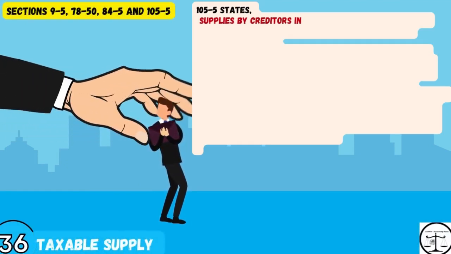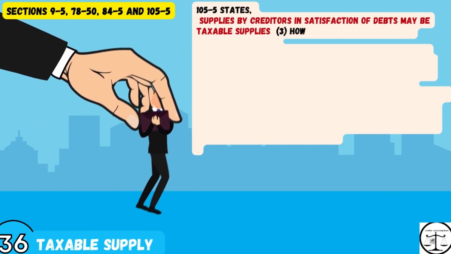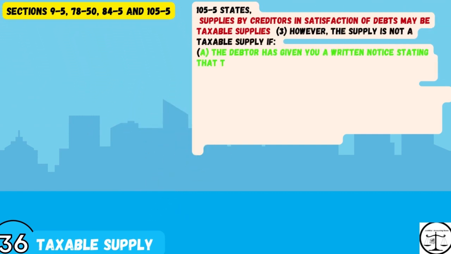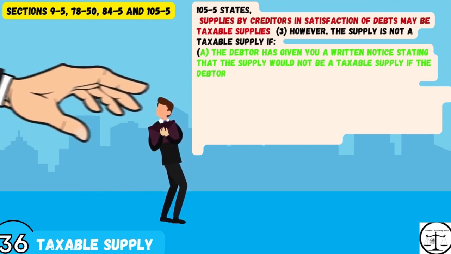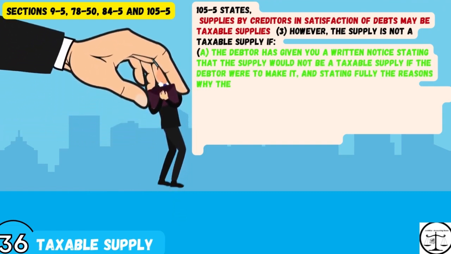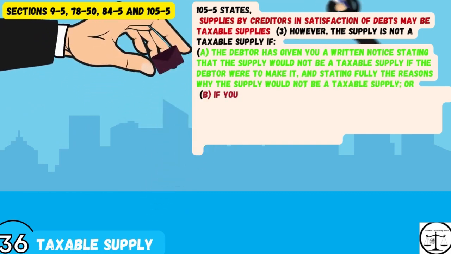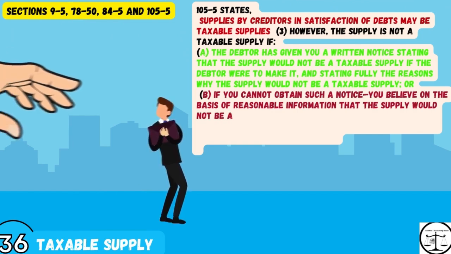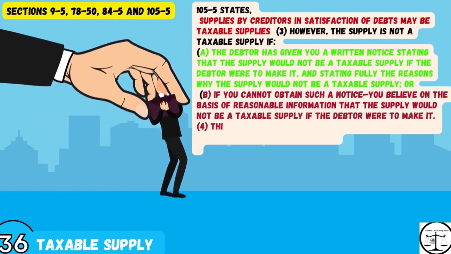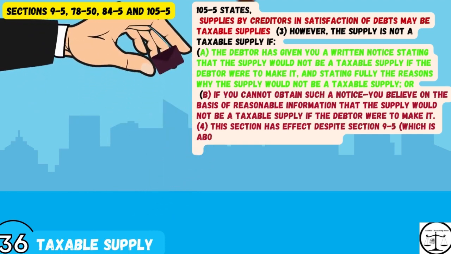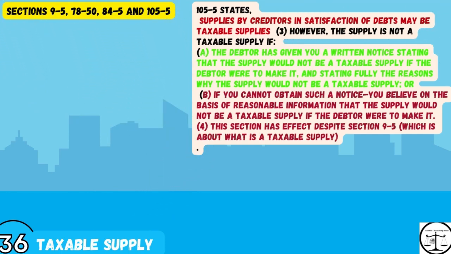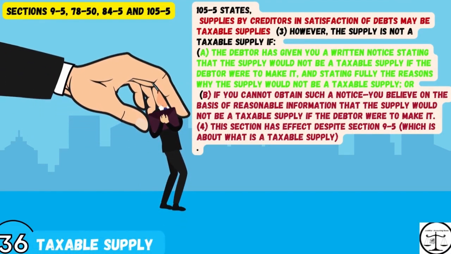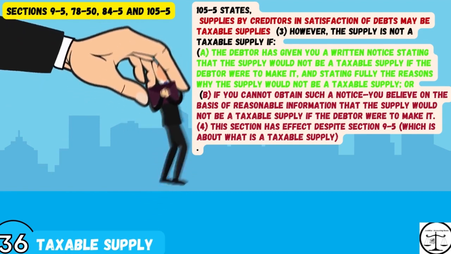3. However, the supply is not a taxable supply if A. the debtor has given you a written notice stating that the supply would not be a taxable supply if the debtor were to make it, and stating fully the reasons why the supply would not be a taxable supply, or B. if you cannot obtain such a notice, you believe on the basis of reasonable information that the supply would not be a taxable supply if the debtor were to make it. 4. This section has effect despite section 9-5, which is about what is a taxable supply.